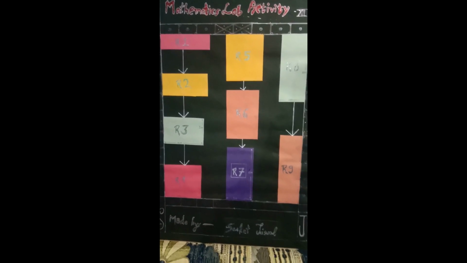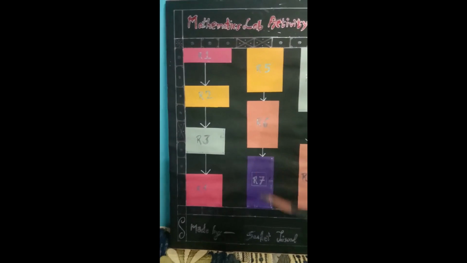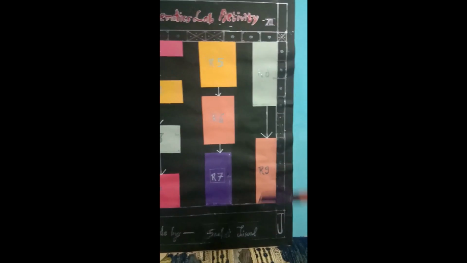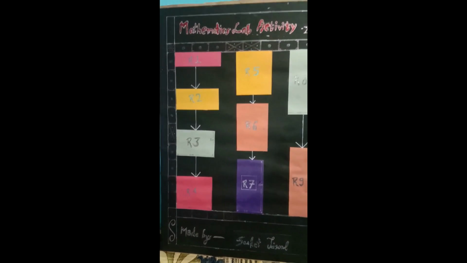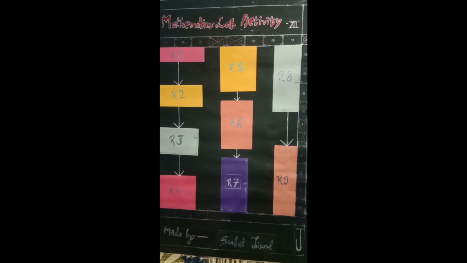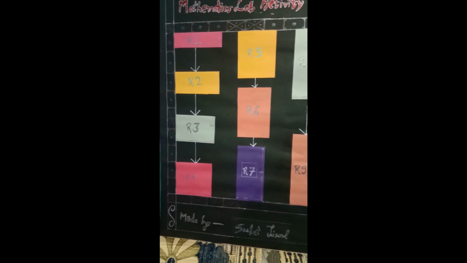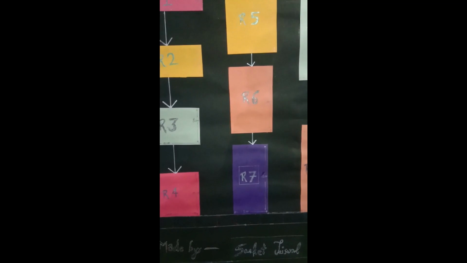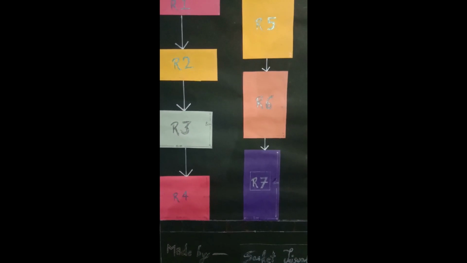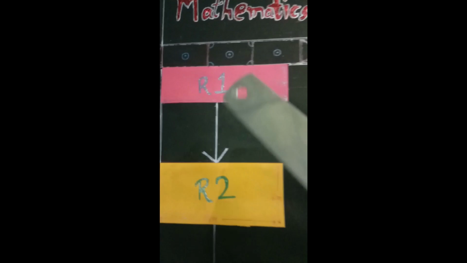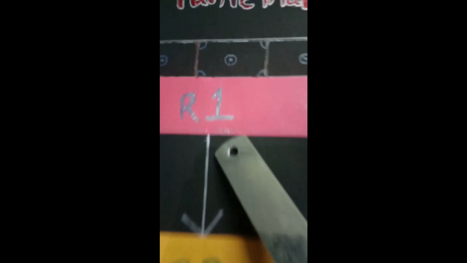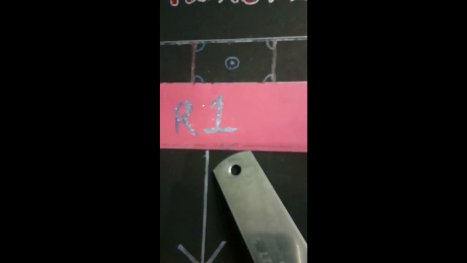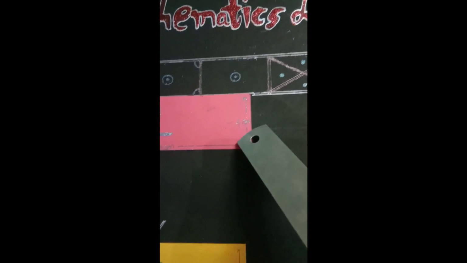For that explanation I have cut 9 rectangles of different dimensions. According to that function, the length of the rectangle decreases at the rate of 1 centimeter per second, and the breadth of the rectangle increases at the rate of 2 centimeter per second. So here we can see that in this rectangle R1, the length is 14 centimeter and the breadth is 4 centimeter.